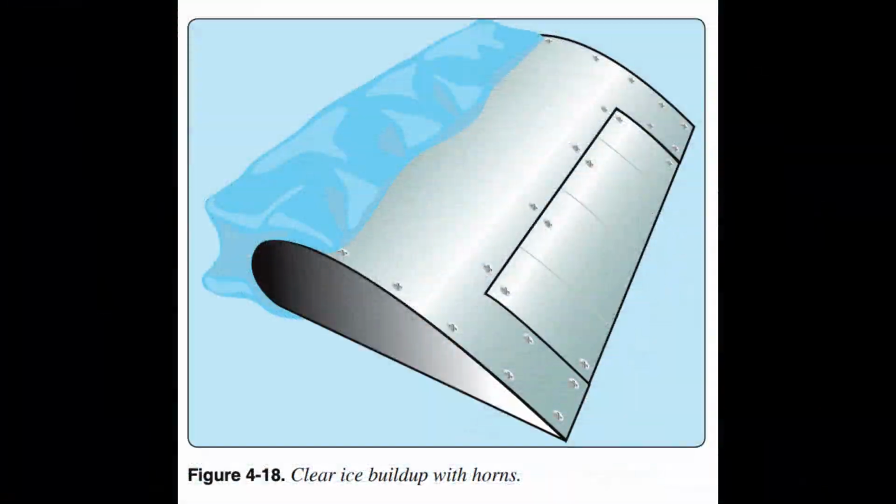In Figure 4.18, temperatures close to the freezing point, large amounts of liquid water, high aircraft velocities, and large droplets are conducive to the formation of clear ice. End of page 4-13.